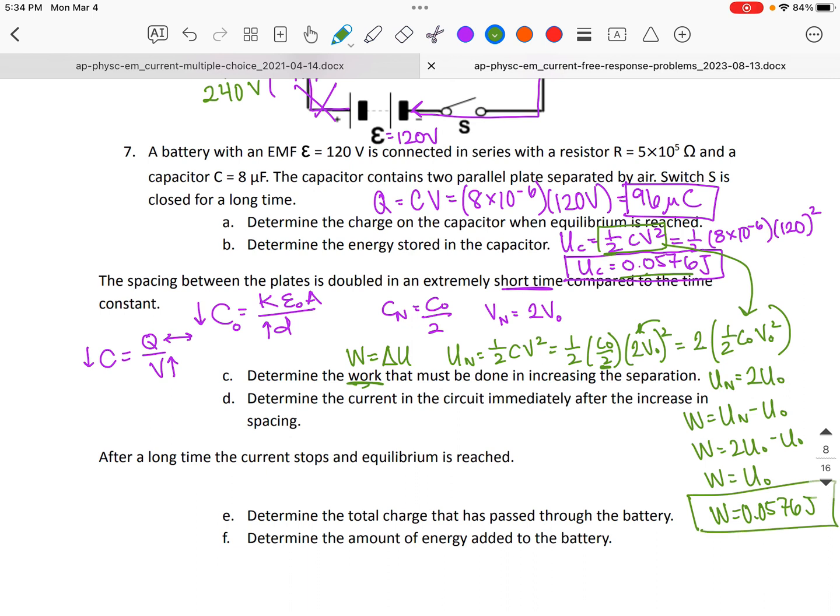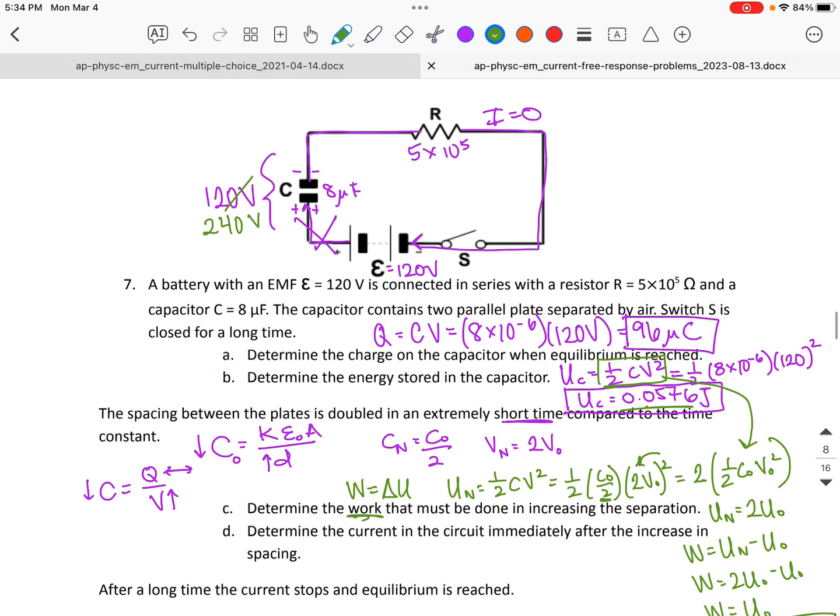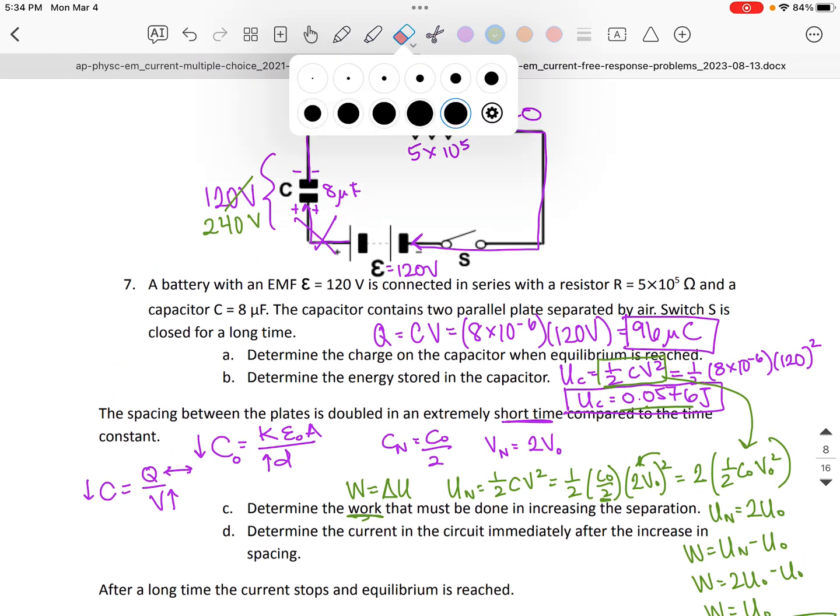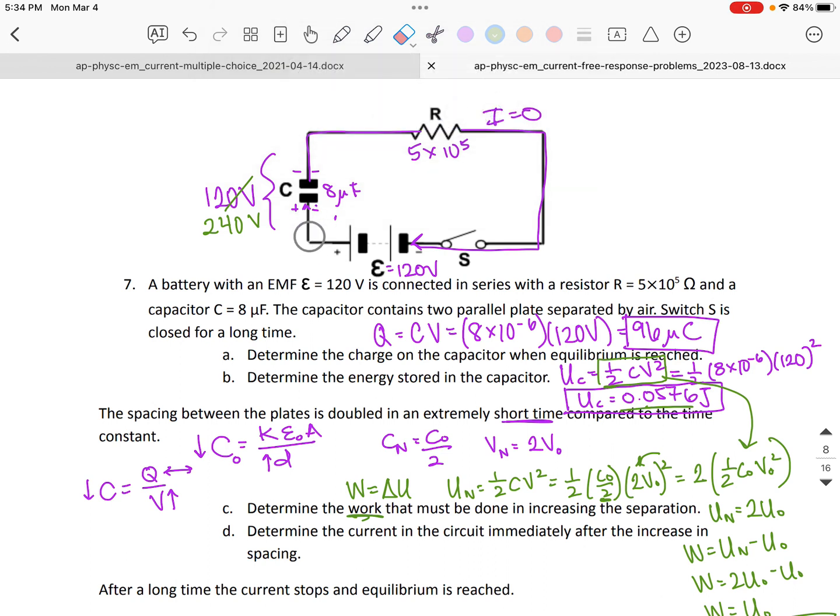Okay. Next up, we need to determine the current in the circuit immediately after the increase in spacing. So let's go back up to our scenario, and I'm going to clear out some of these current values. I know that I built up some positive and negative charges here, but now that we've separated the capacitor, I've increased the voltage.